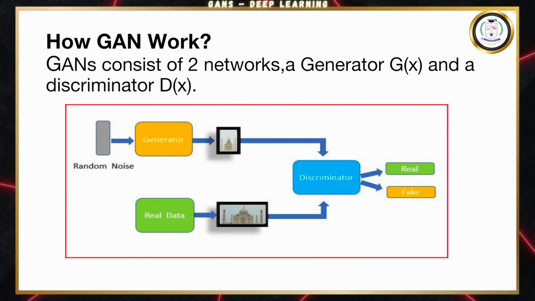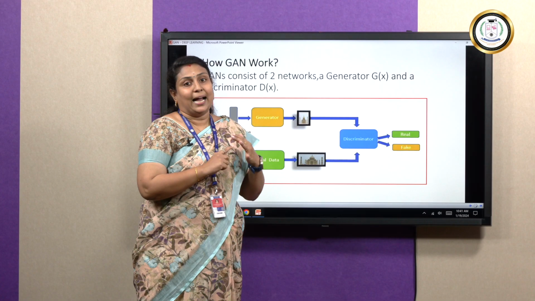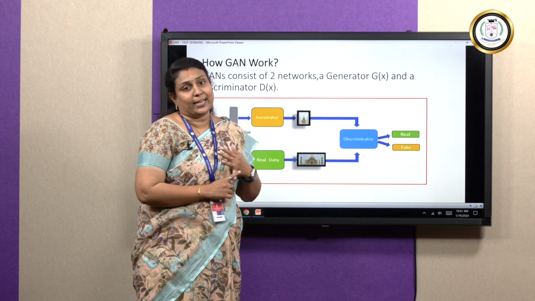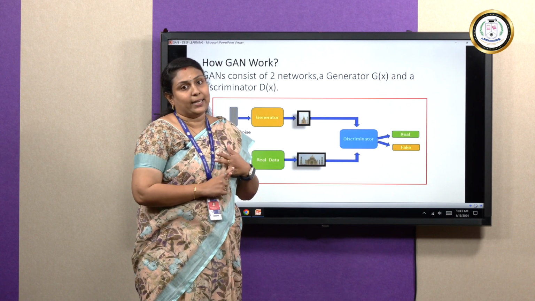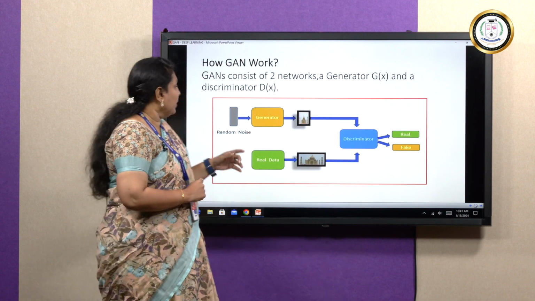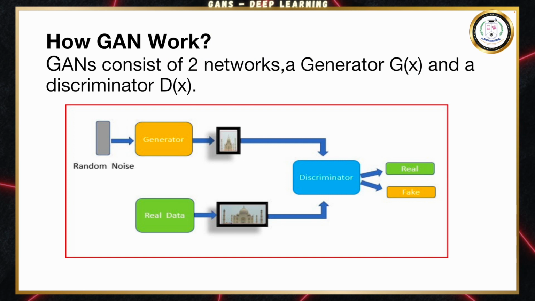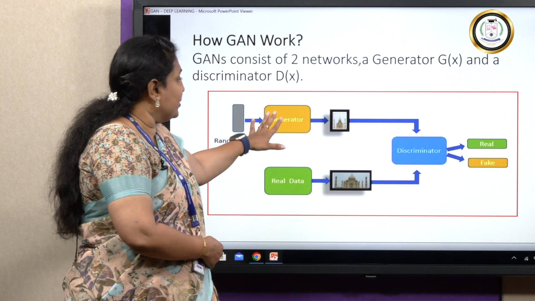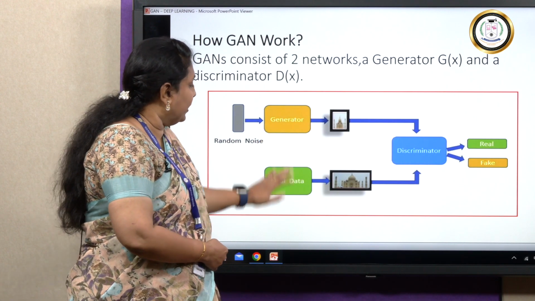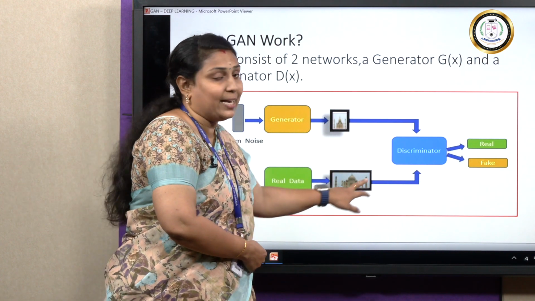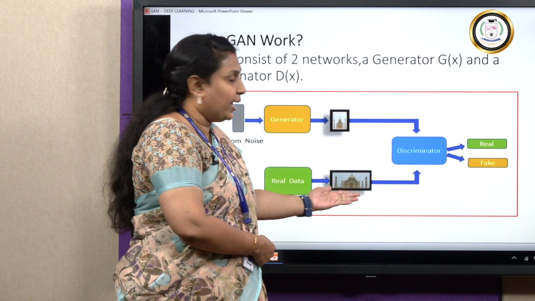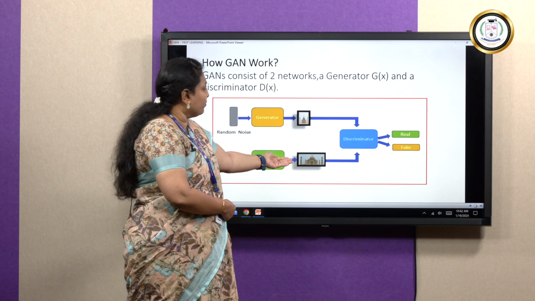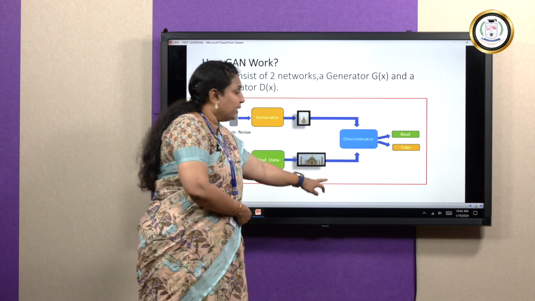How does the GAN work? A GAN consists of two networks: the generator, which we consider as G of X, and the discriminator as D of X. Here the random noise is nothing but random values, the data which we are going to take, and it is given to the generator. This is the real data; as an example I am taking a picture of the Taj Mahal.